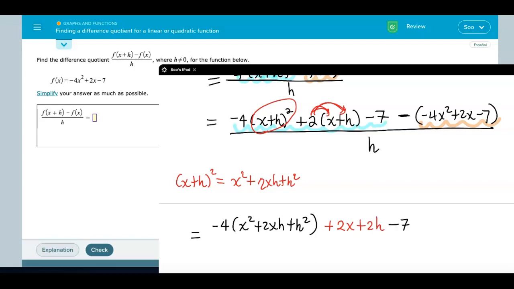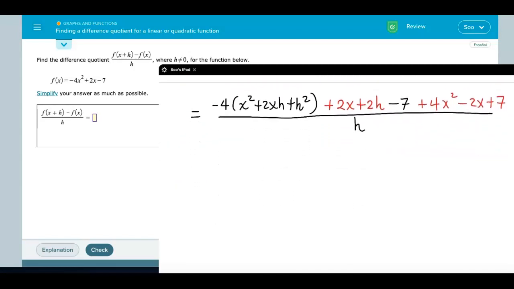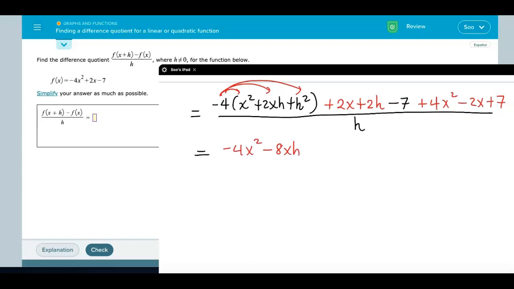And we also distribute this negative to this trinomial, which will get us plus 4x squared minus 2x plus 7. And they are all over h, all over h. You see that we have to distribute one more time, right? We now need to distribute negative 4. Then we will get negative 4x squared minus 8xh minus 4h squared. And then I will just copy down all those leftovers that we haven't dealt with yet.